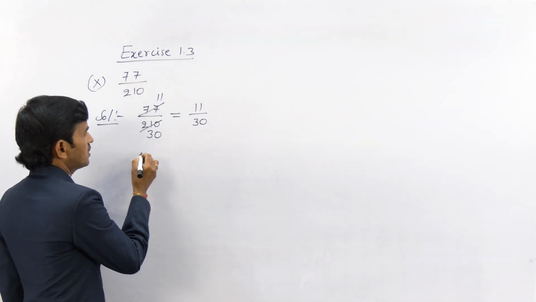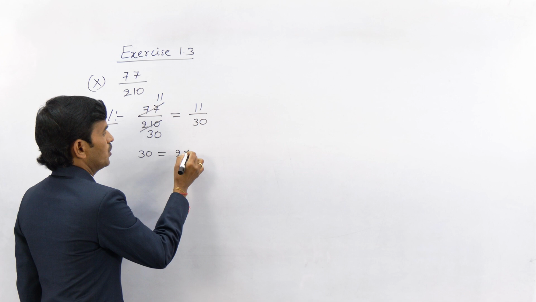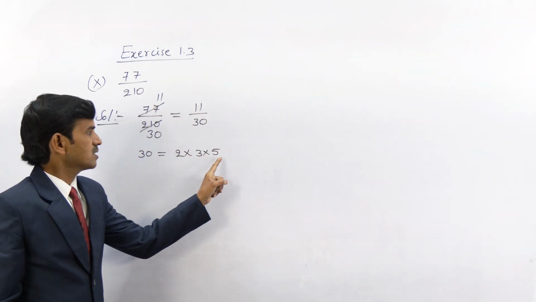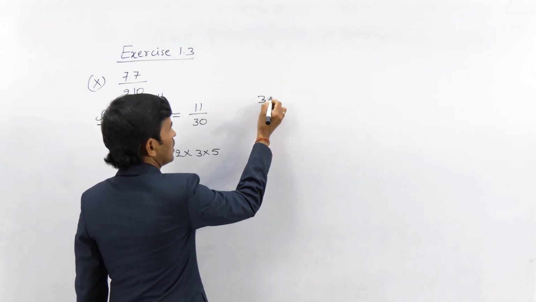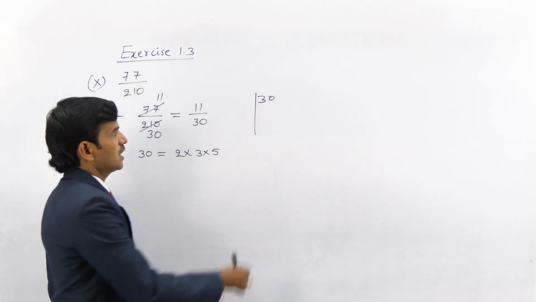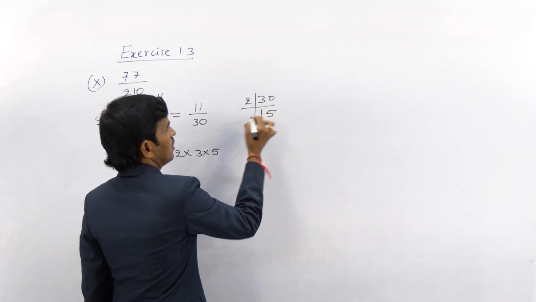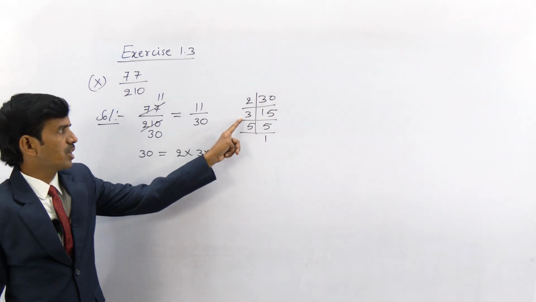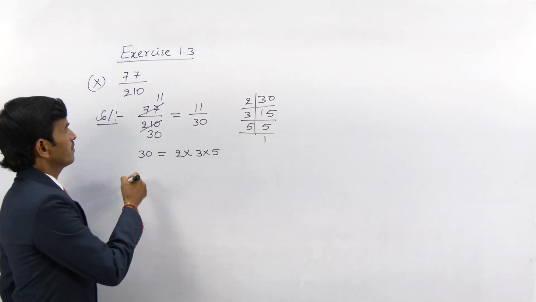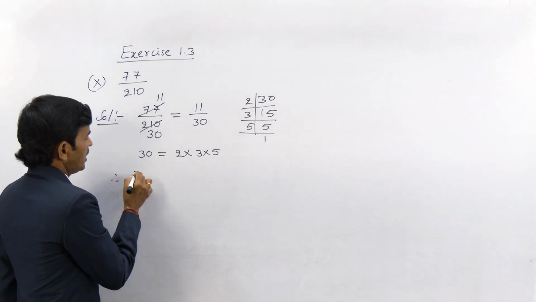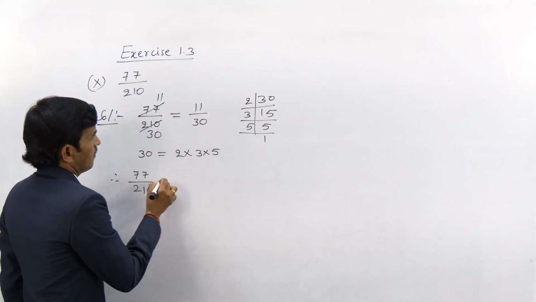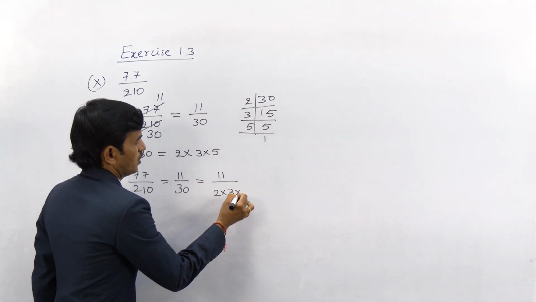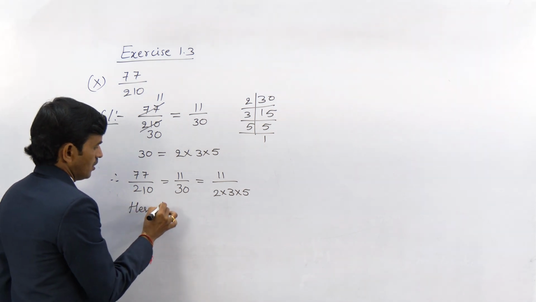Here the denominator 30 can be written as 2 into 3 into 5. 2 3s are 6, 6 5s are 30. Otherwise you can also find the prime factors of 30, that is 2 15s are 30, next 3 5s are 15, 5 1s are 5. So however you are going to get 2, 3, 5 as their prime factors. So 77 by 210, which is equal to 11 by 30, which is equal to 11 by 2 into 3 into 5.